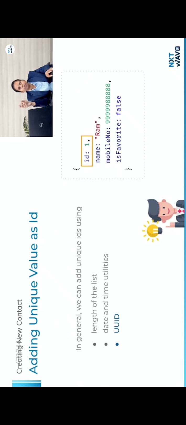For that, there are different ways. The first thing is the length of the list. Let's say initially there are 3 contacts. If a new contact is being added, we can have ID 4. Let's say there are 4 contacts and then you're adding a new contact, then the ID is 5. This is well and good.